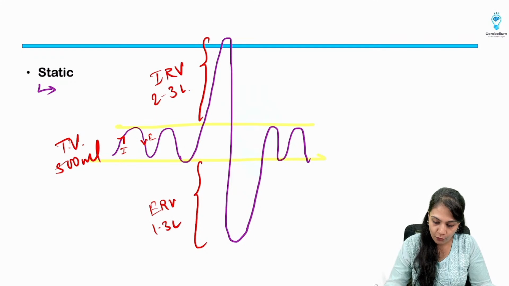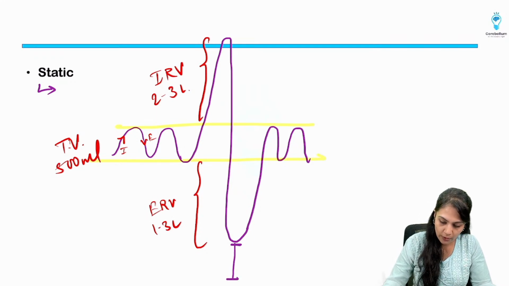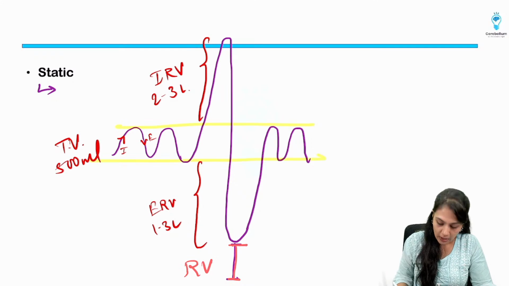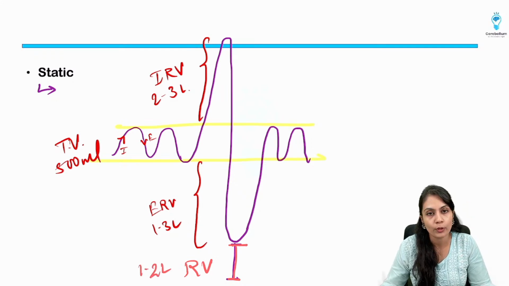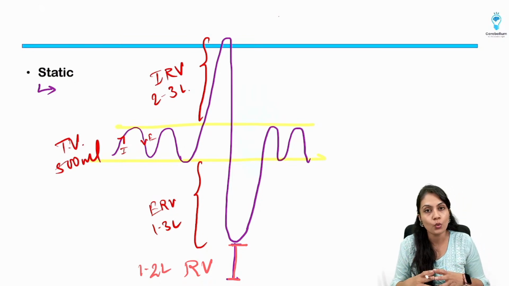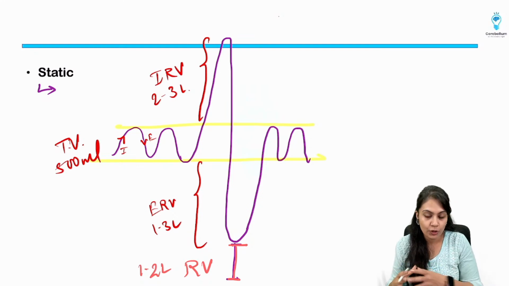And no matter how forcefully you expire, there is some amount of air which is going to reside in your alveoli. This is known as the residual volume. It is around 1.1 to 1.2 liters, right? And if I measure the capacities, what are the capacities? Capacities are nothing but the summation of 2 or more volumes. So at least 2 volumes you have to measure, right?